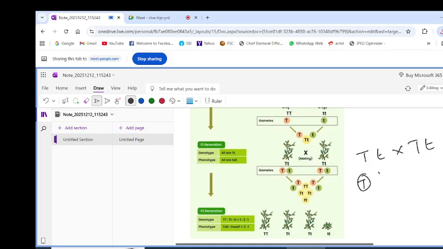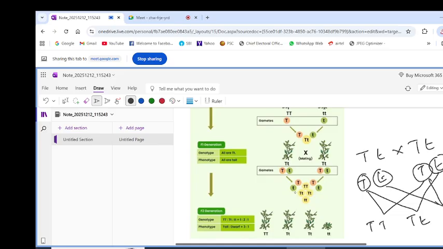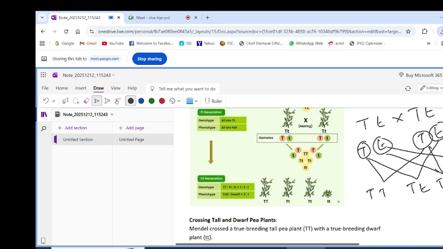There are two gametes. So what happened? This is for tall, and this is also for tall, because the dominant character is present. Tall, and again this is for dwarf. So he got a result that the genotypic expression was 1:2:1.